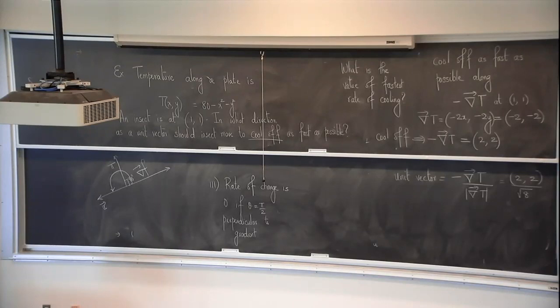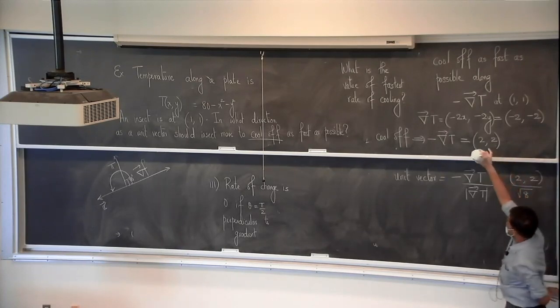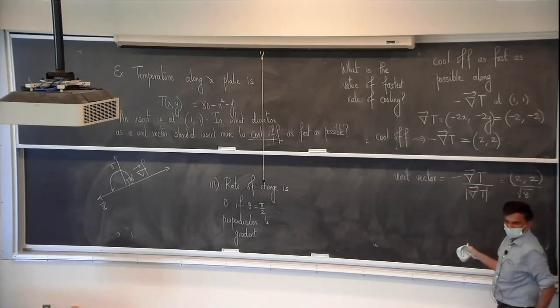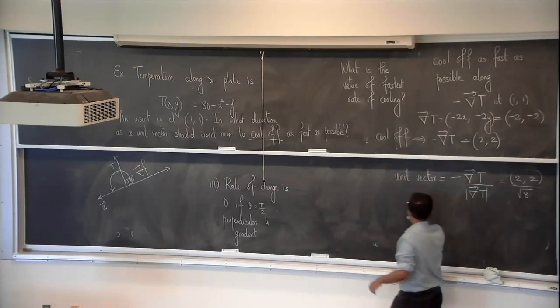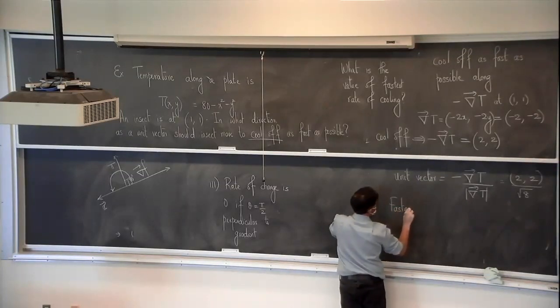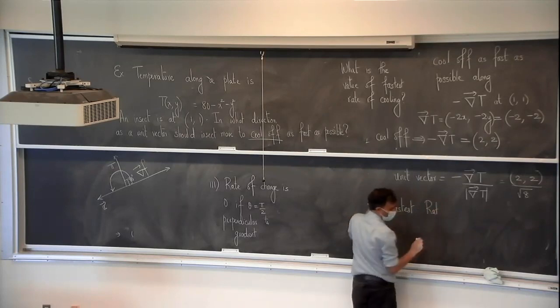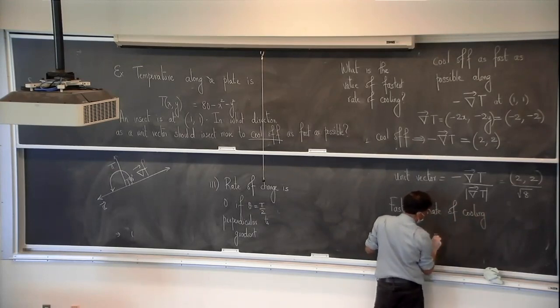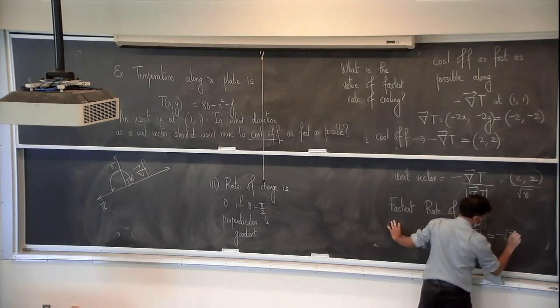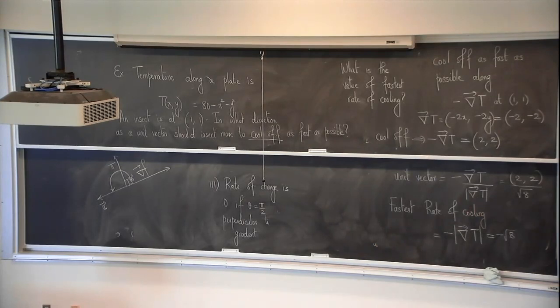And what is the fastest rate of cooling here? Can you tell me, just by looking at what I've done so far, what will be the answer for what is the fastest rate of cooling? It's somewhere here. Yeah. Negative root 8. The fastest rate of cooling. Again, it's decreasing. Okay. There's the negative of the magnitude of the gradient, and that is equal to negative root 8. In this case, the units would be degrees Celsius per meter, whatever the units of temperature and distance would be.